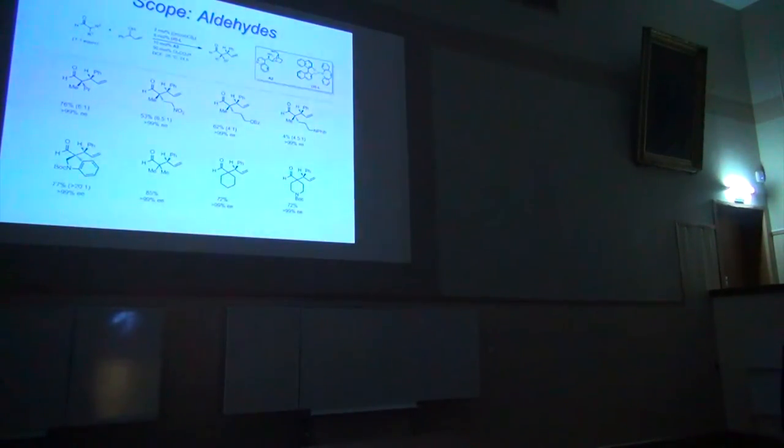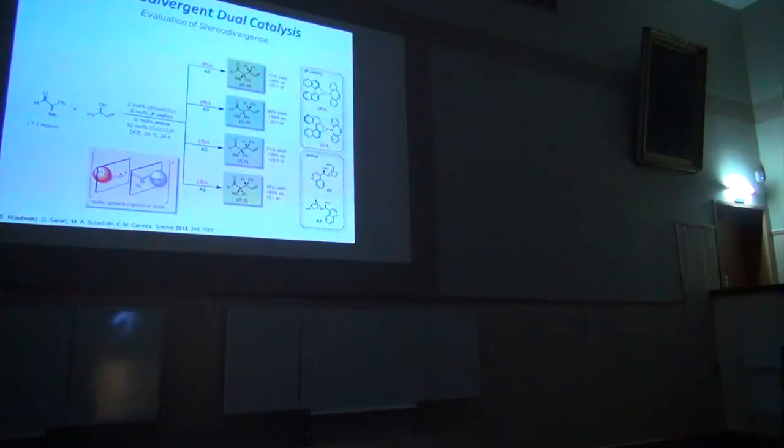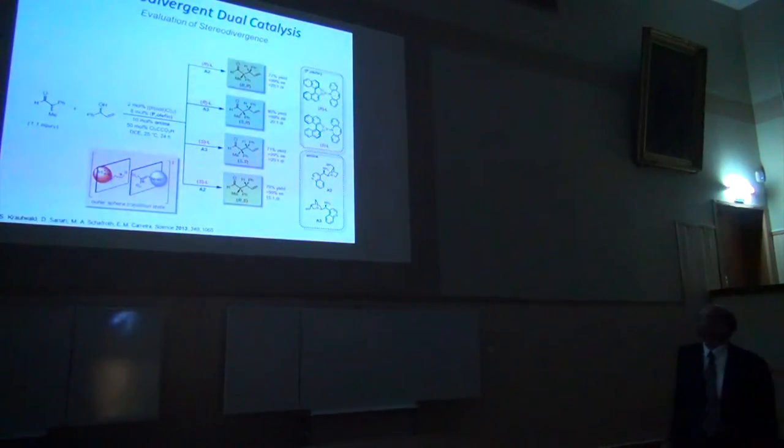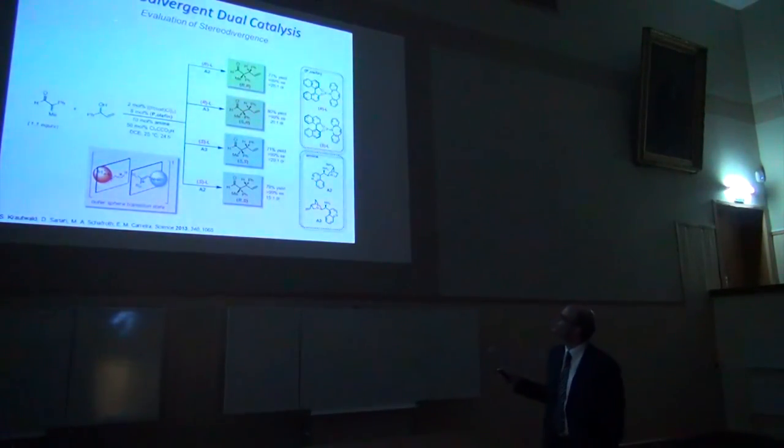Again, it's not a stereodivergent process at this point. It's just a diastereoselective process. But in this slide, I show you how it is stereodivergent as well. What I've shown you here is that you can take the same two sets of starting materials, the same catalysts, and all that I'm varying here is whether I use one enantiomer of the phosphoramidite or the other in combination with one enantiomer of the amine or its pseudo-enantiomer.